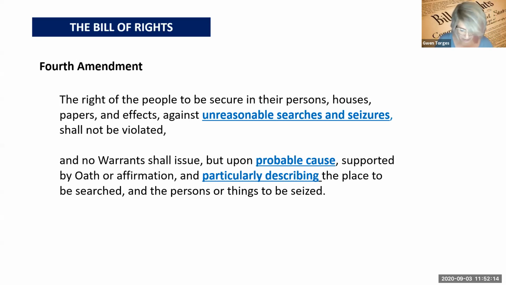The use of these great warrants, or these open-ended warrants, was probably at the top of the list of things that made the colonists angry. And so the Fourth Amendment was addressing all of that. And let me share with you the video for that.